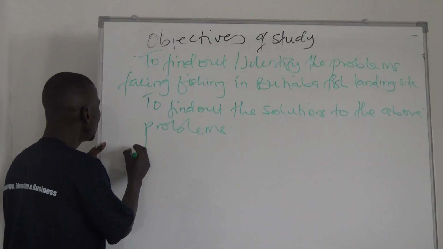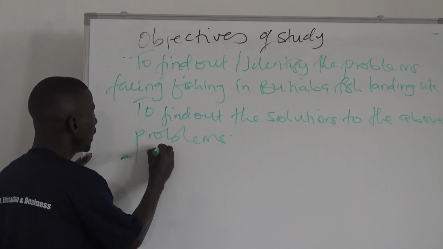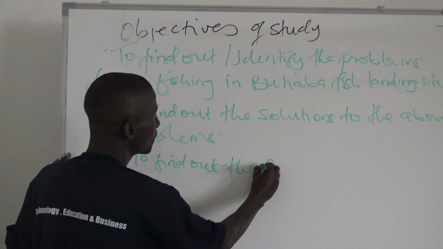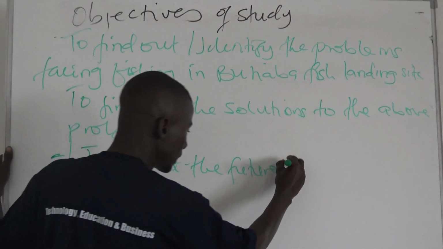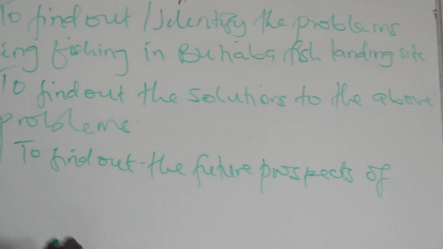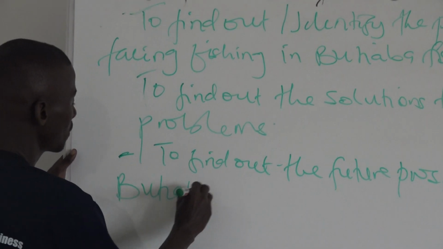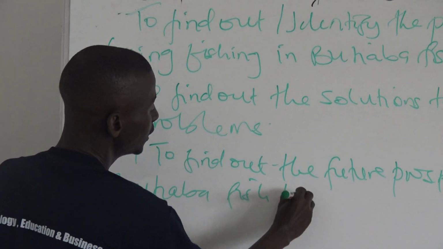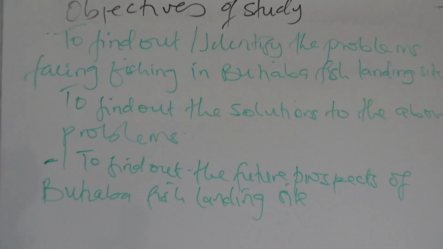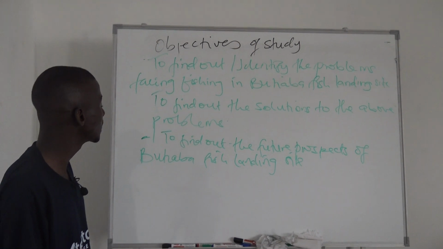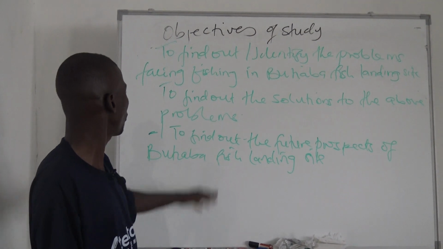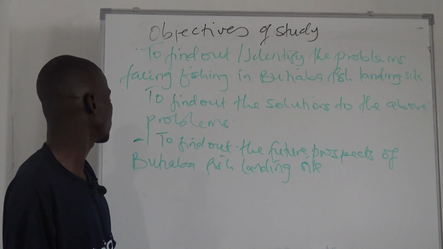The last objective that should never be forgotten is to find out the future prospects of Butiaba Fish Landing site. This summarizes, puts an end to all the rest of the objectives.